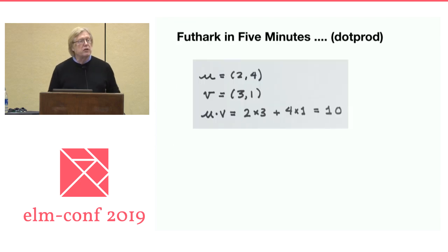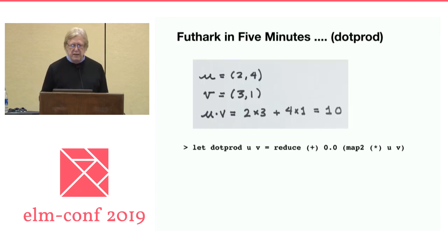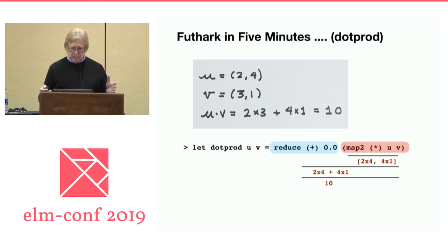Okay, let's see if we can do the dot product. So there's the hand calculation, and there's the corresponding Futhark code, and it works like this. We take the vectors u and v, and we're going to map the multiplication operator over those two arrays. And when we do that, we get a new array, which is the array of pairwise products. Then we're going to reduce that using the plus operator to get the sum of those things. We get 10, and we're good.